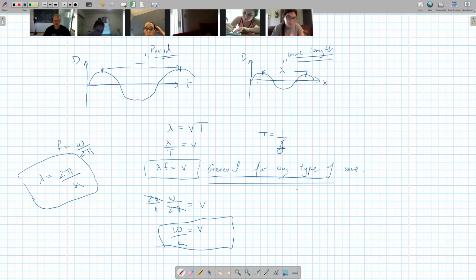So these are two velocities which are both general for any type of wave. It just depends on the information that we know. So we can either say the velocity is equal to the wavelength times the frequency, but that's also equal to the angular frequency divided by the wave number. So this is true for any type of wave. It just depends on what we know, what we're given in the problem.